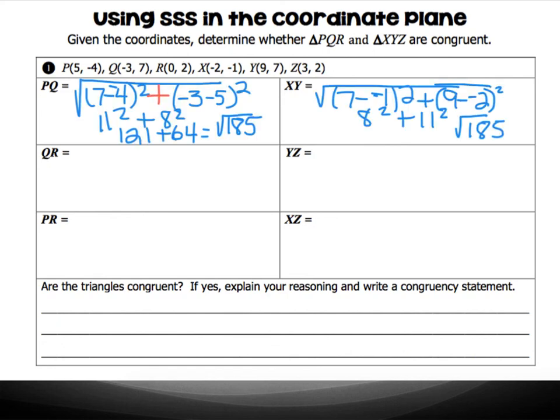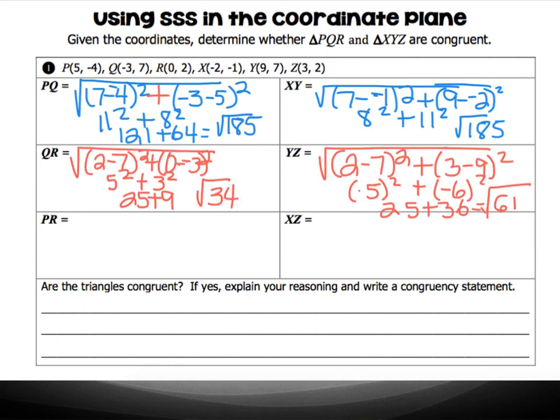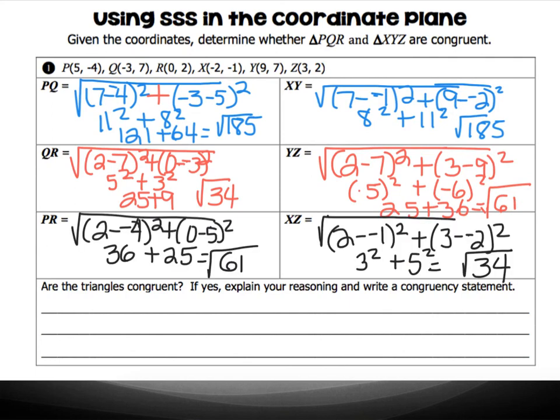So we use the distance formula for the first 2 sides, and we see that one side, PQ, is square root of 185, and one side, XY, is also the square root of 185. Let's check out the next 2. Well, when I use the distance formula on these 2, I got a different answer. This is a square root of 34, and you can definitely find the decimal if you like. And this is a square root of 61, but I got to keep going.